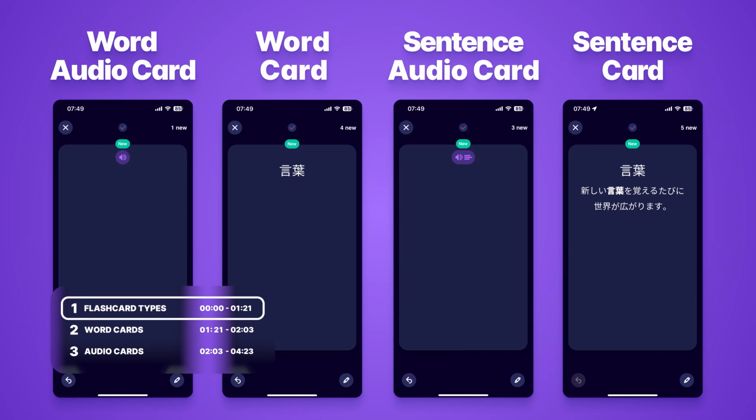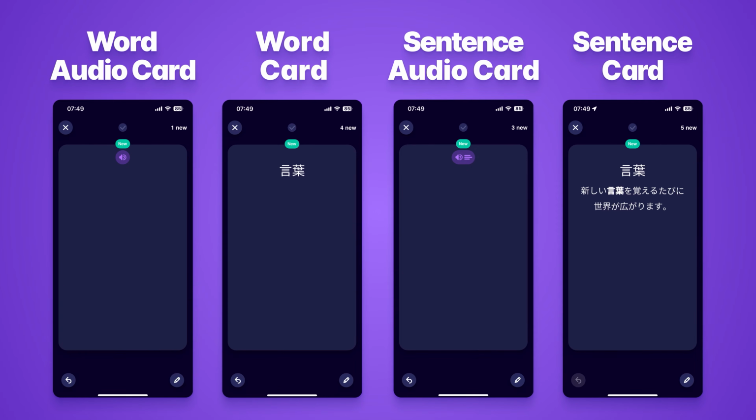Besides standard sentence cards, which we talked about in the last video, Migaku also offers audio sentence cards, word cards, and audio word cards. In this video, we will talk about what makes these cards different from standard sentence cards and when you should use these different card types.